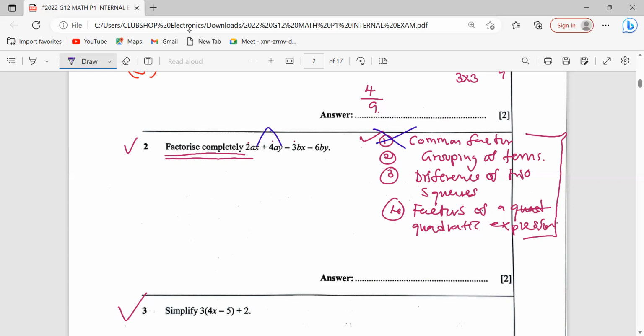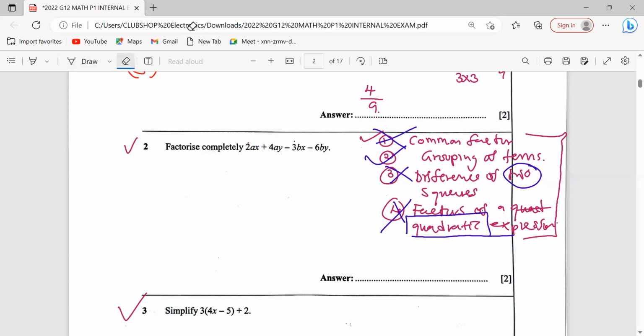How about difference of 2 squares? You can see that already you have 4 terms. Here we are interested in 2 terms, all right? So this again is not there. Then we are talking about factors of a quadratic expression. The key word here is quadratic. None of the terms here is raised to power 2. So you know this will not work. And the only thing that will work here is to group the terms.